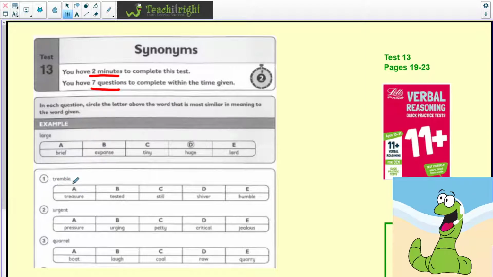So, number 1, we've got tremble, and the answer, of course, is shiver. Urgent, critical. Quarrel, which obviously means to kind of argue, and that's to row. Now, obviously, this is an interesting word because you can say it in a couple of different ways. You can say row, as in row your boat, but you can say row, as in to argue or quarrel.